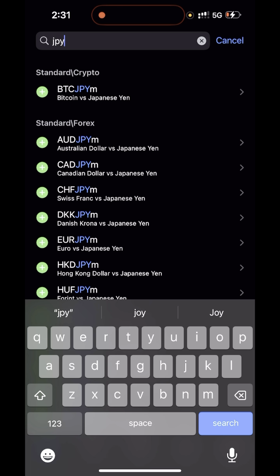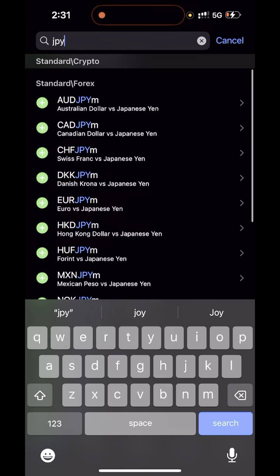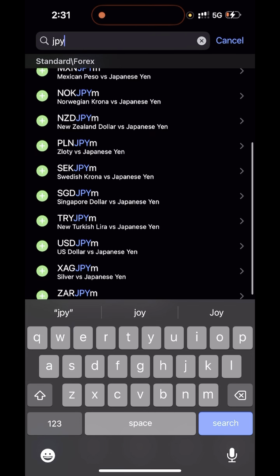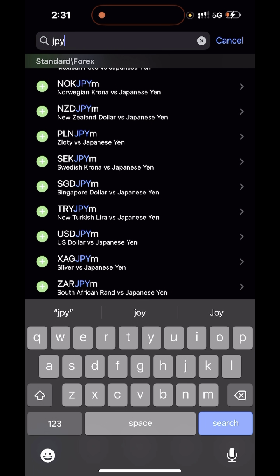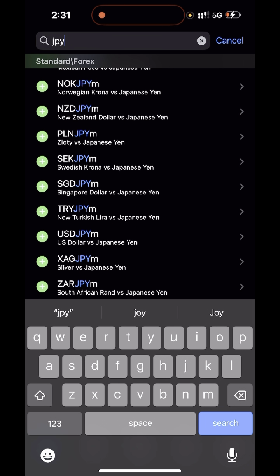So JPY Canadian dollars, so Japanese yen Canadian dollar. Or you want to add Mexican peso versus Japanese yen, or whatever you want to add. So see USD, so United States dollar Japanese yen. So here in this instance, US dollars is the base currency and Japanese yen is the quote currency.